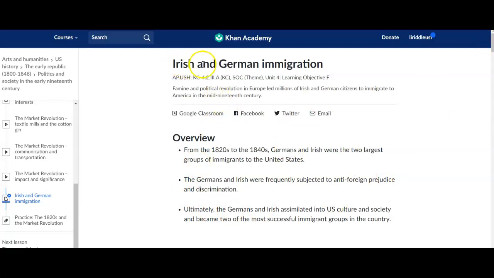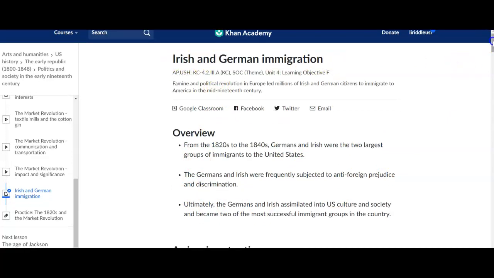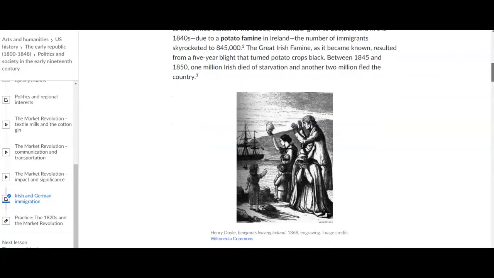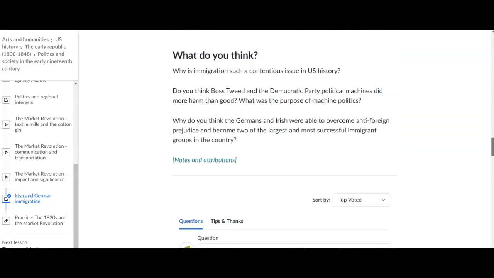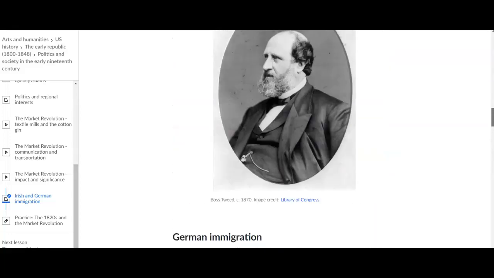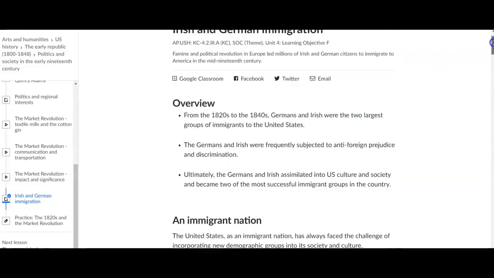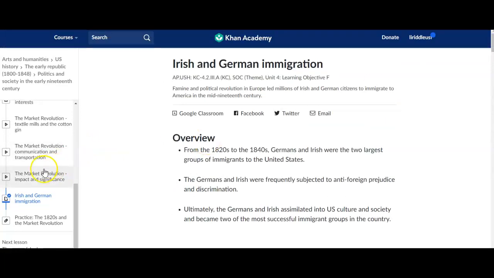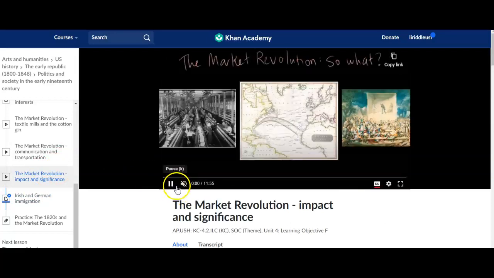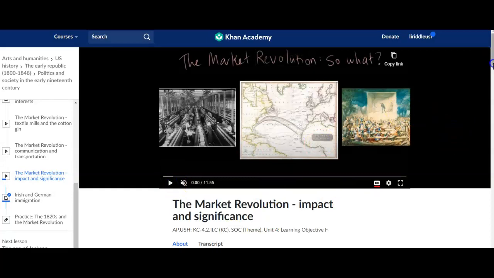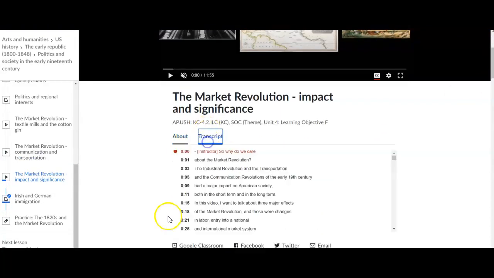So this is Irish and German immigration. There is an overview and some key information. Obviously, you don't have to read this word for word. Most of the time, they're not very long. Some of the Khan Academy videos, as you've noticed, are a little bit longer. So here's an example of the market revolution. This one is 11 minutes long. So again, you could view it, or you could go down and look at the transcript of what it was talking about.